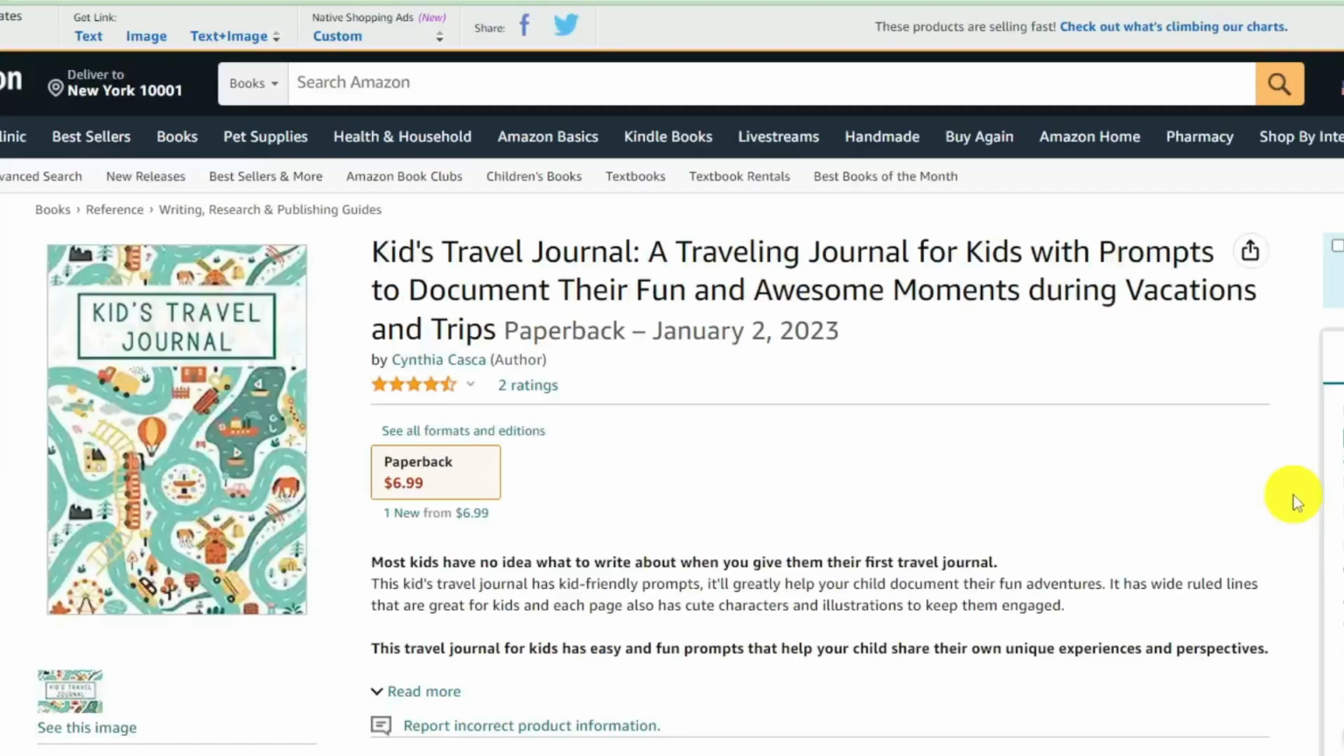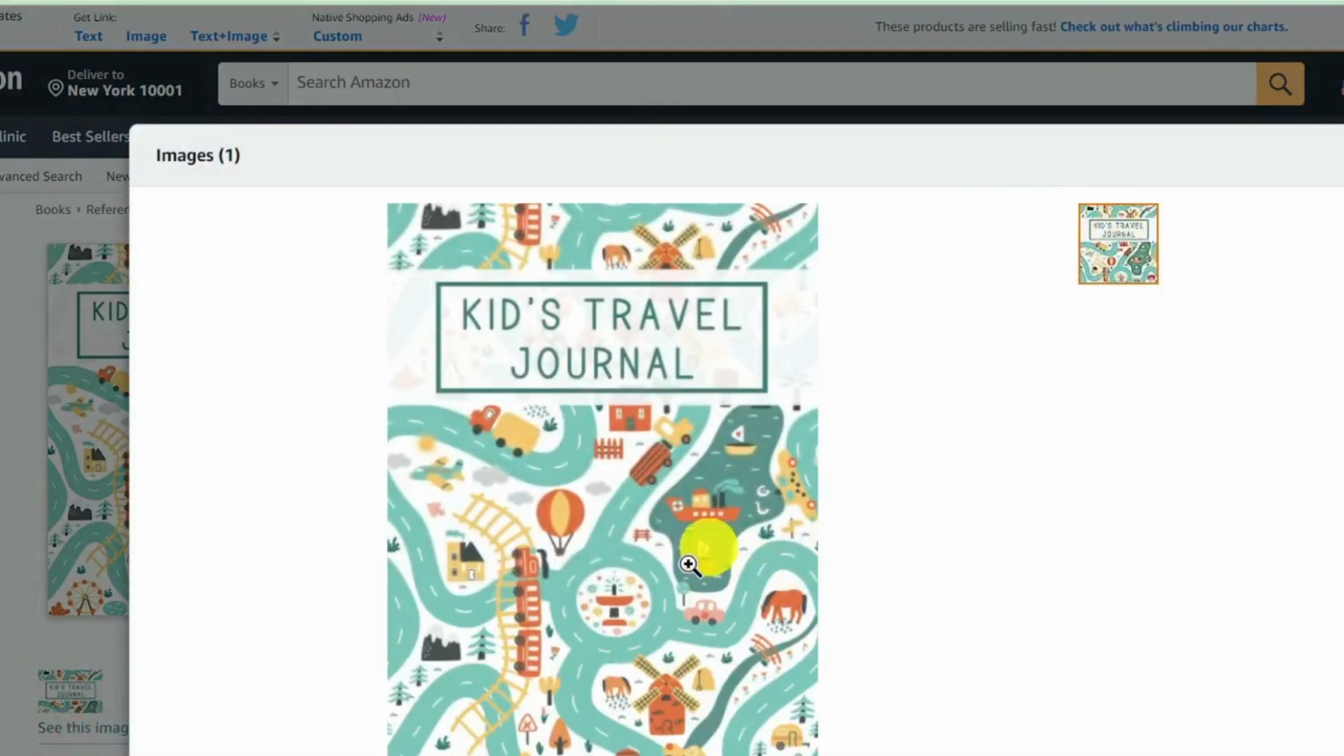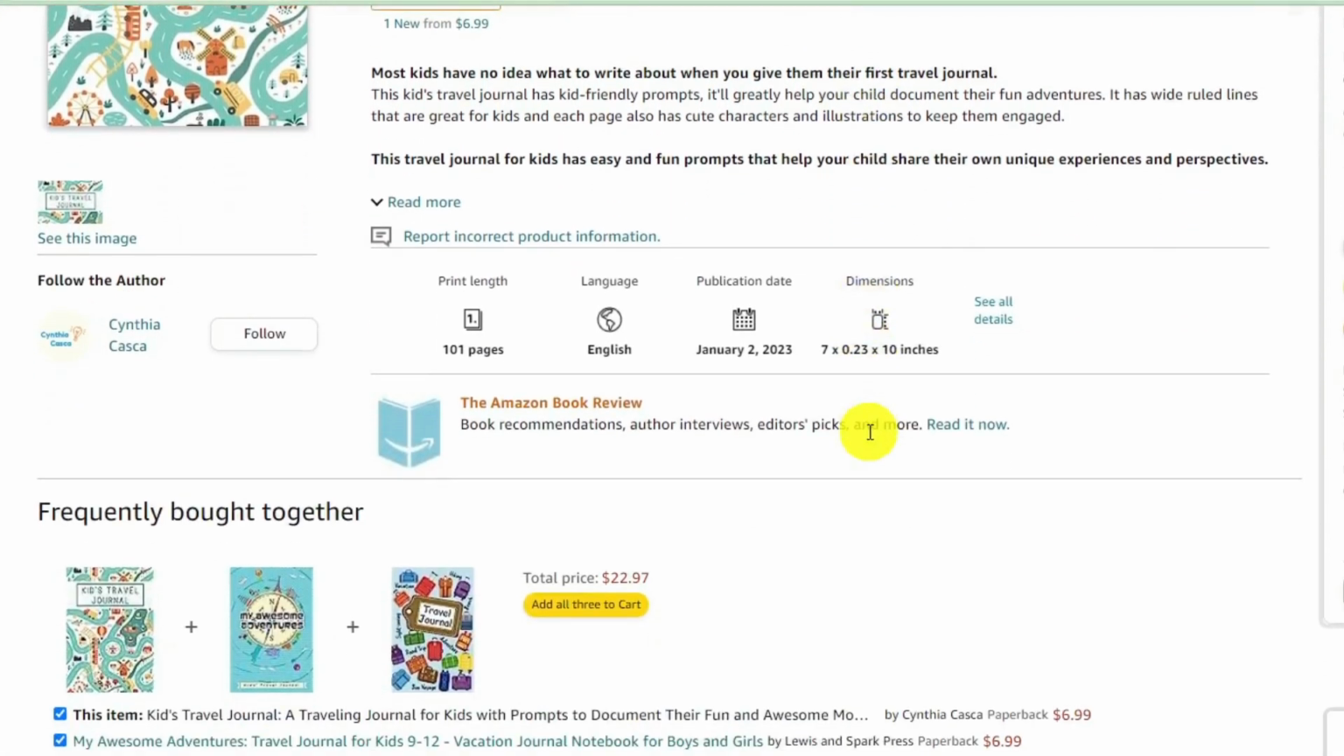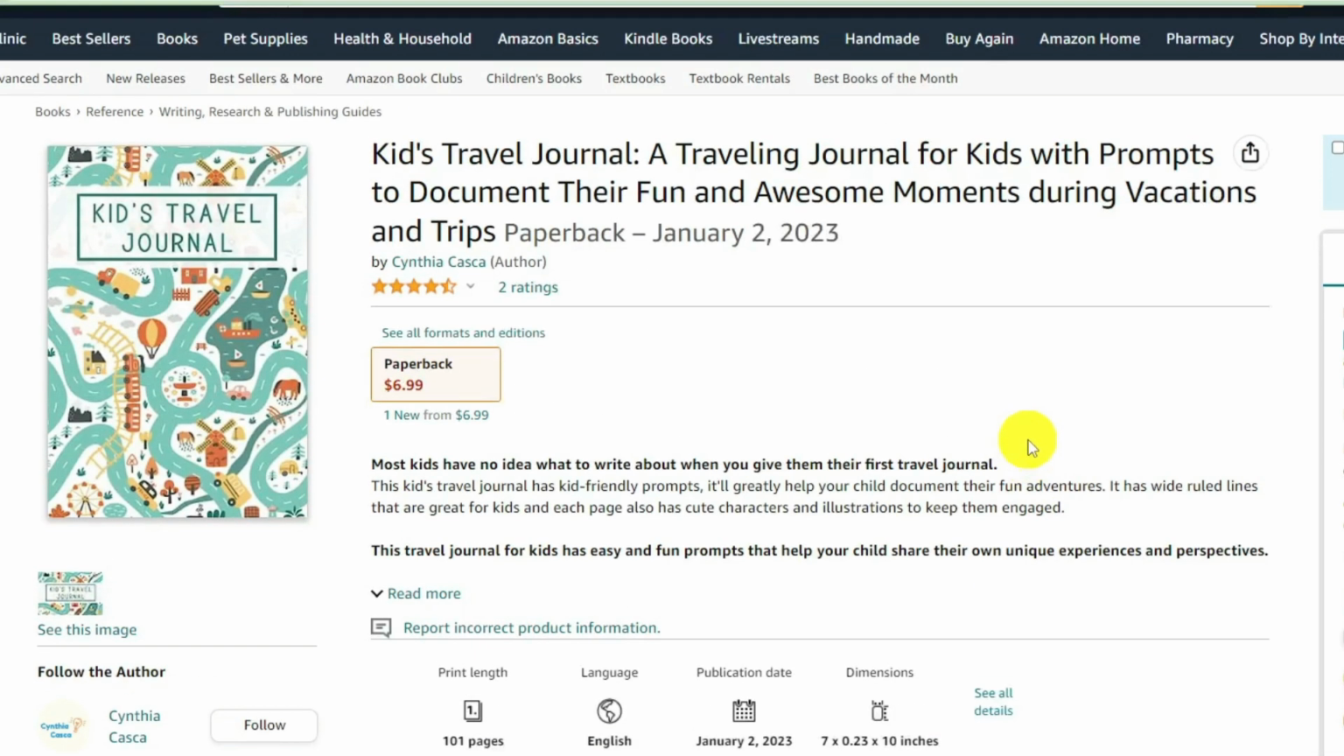Let's have a look at this one, Kids Travel Journal. So this was published this year, traveling journal for kids with prompts to document their fun and awesome moments during vacations and trips. So this one, they've gone a step extra. They are not making every single page the same. Actually, that's a presumption. We can't know that for sure. And they haven't allowed us to look inside the book either. I don't know how they've turned that off, but you can't look inside this book. 101 pages and it's the 7 by 10 inch size. But I do quite like this theme of travel or vacation, as it's said in America. Over in the UK we call them holidays.